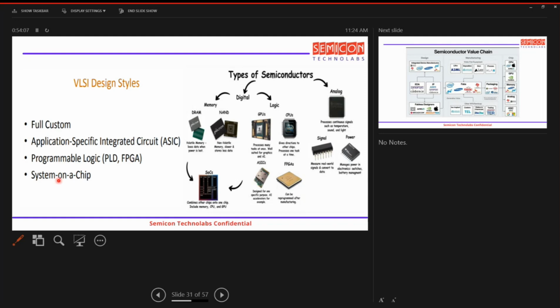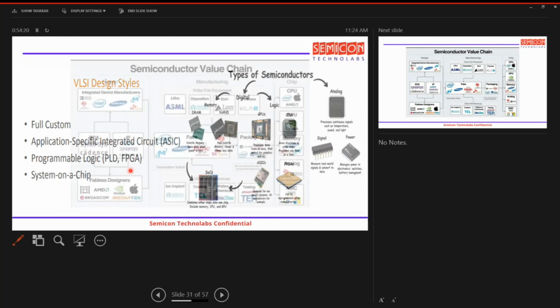Okay, so full custom application specific integrated circuit, which is ASIC, programmable logic, which is PLD, programmable logic design, and FPGA, system on chip. FPGA means field programmable gate array. Okay, so these are all different VLSI design styles which we choose for our project, based on the requirement.